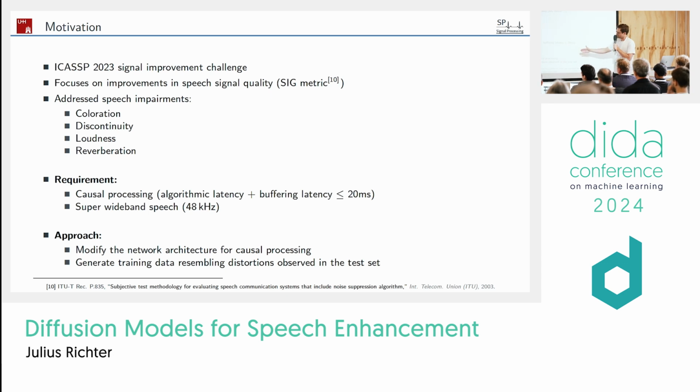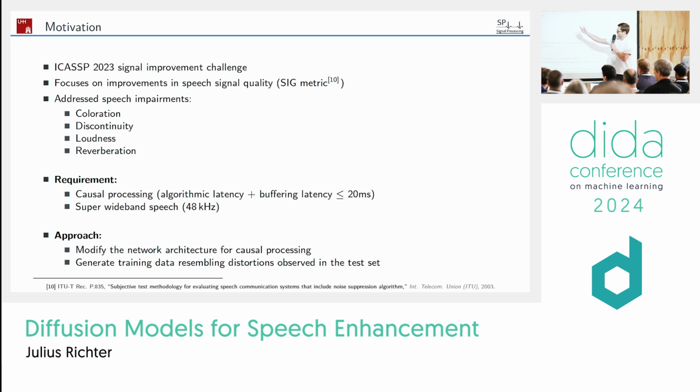And our approach was basically to modify the network architecture, because the diffusion process itself, which I didn't talk about, is independent for each time frequency bin. So if we change the network architecture, the whole approach will be causal.